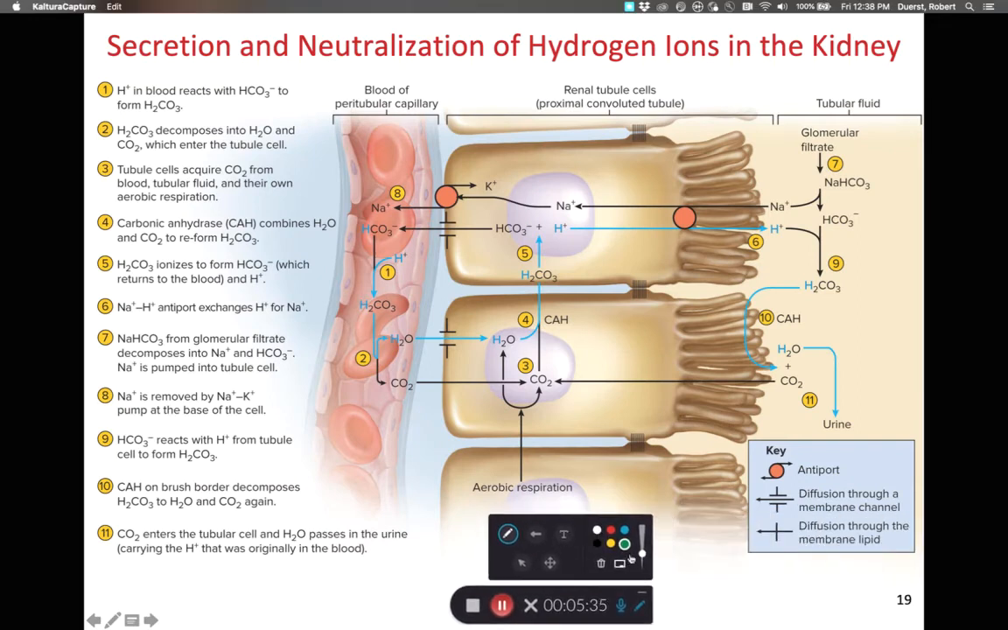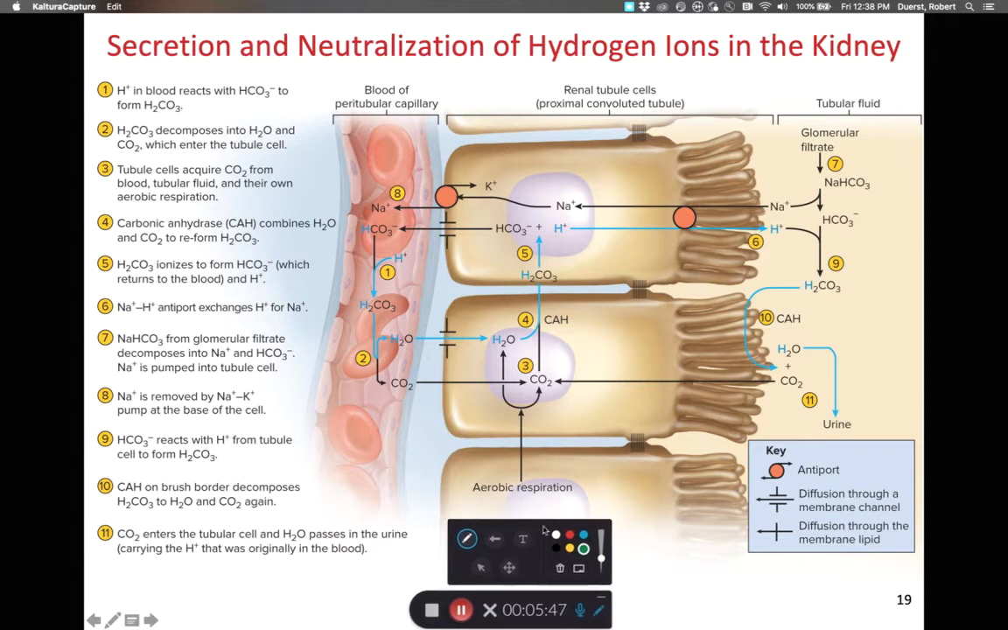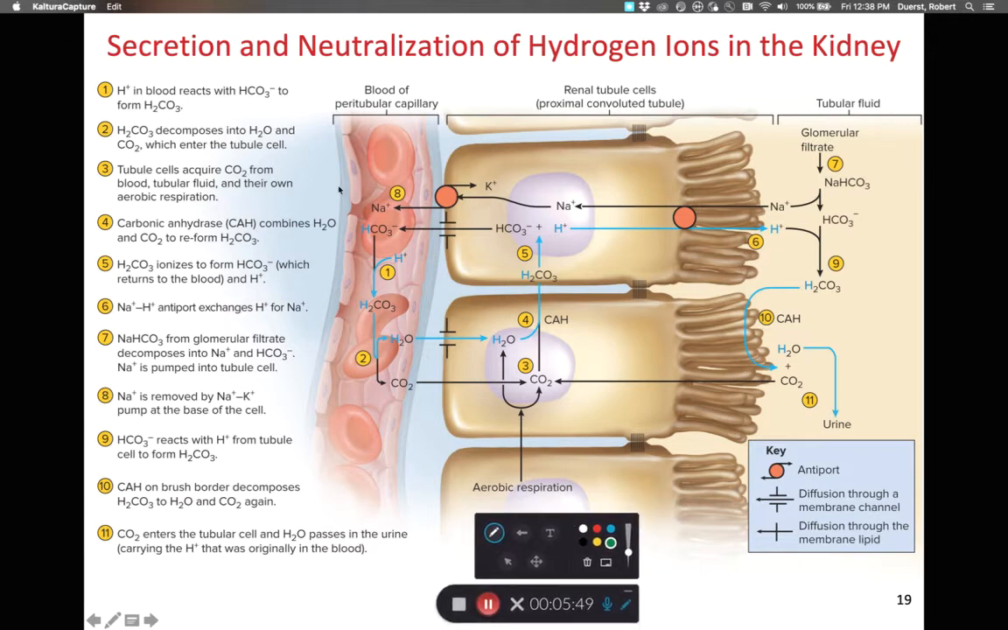There's a lot on this slide. Let's just camp on this slide for probably 5 minutes. So let's talk about how we can neutralize hydrogen ions by secreting them from the body. This is a multi-step process that's going to involve some review from our urinary system.